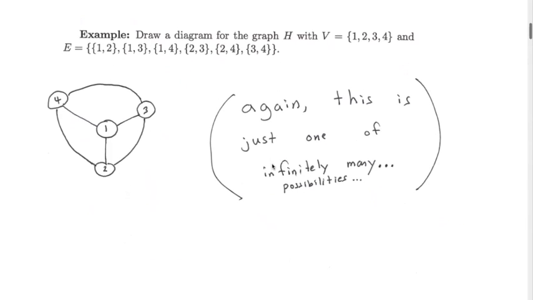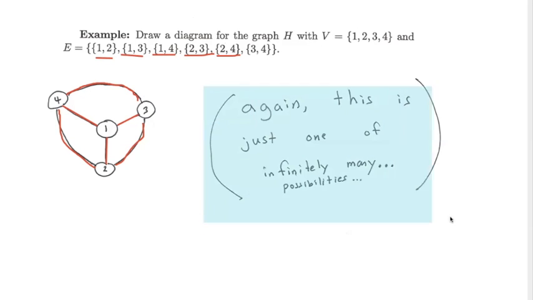Here's another example. Here we have the graph with the vertex set 1, 2, 3, 4, and our edges are going to be 1,2; 1,3; 1,4; 2,3; 2,4; and 3,4. Again, these are undirected graphs. So there's no notion of an arrow or anything. We just have one single arc connecting 3 to 4. And this is just one of infinitely many different possibilities.